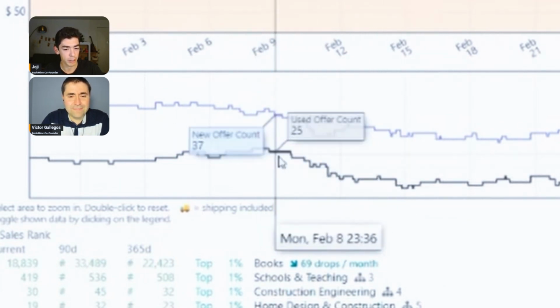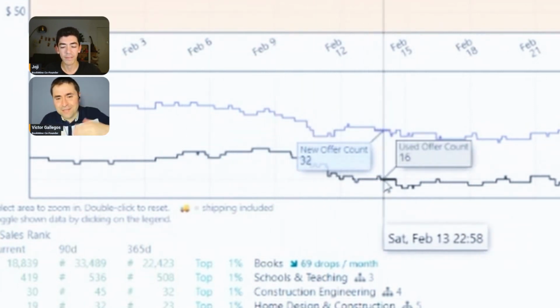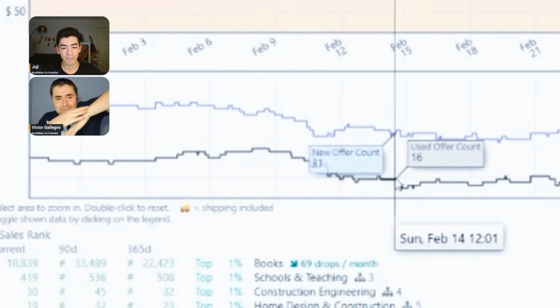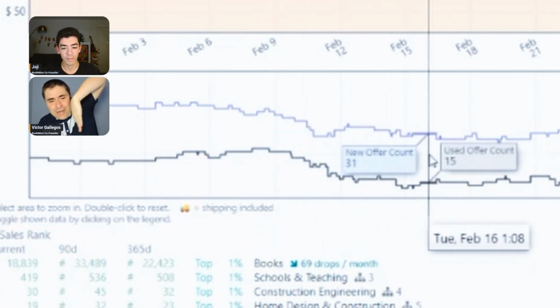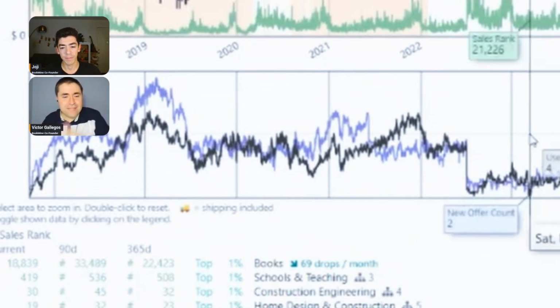Isn't that an IP complaint? No. So that's a natural progression in the sales, in the used offer count. When it does something like that, it's fine. But if it just dives straight down, that's abnormal. Right. You don't want that. But if it's just slowly going down, that's perfectly fine.